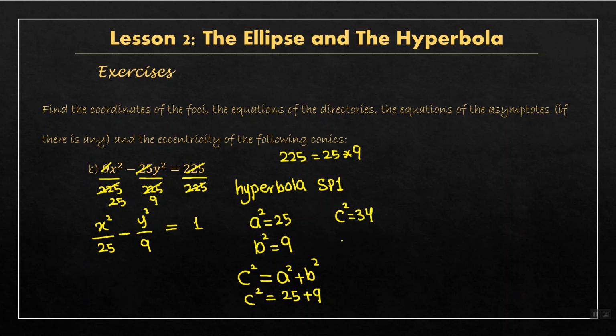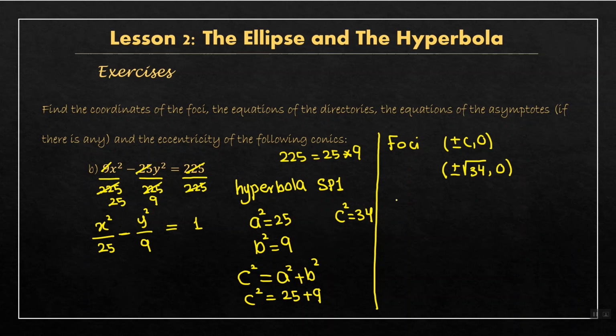Okay. Now what do they want? They want the foci. So let's start here. So the foci. Because this is SP1, the foci are plus minus c, comma 0. c is the root of this number. Because it has no root, I'll just keep it inside the root. So it's the root of 34, comma 0. I cannot simplify it, so I'll just leave it like that.